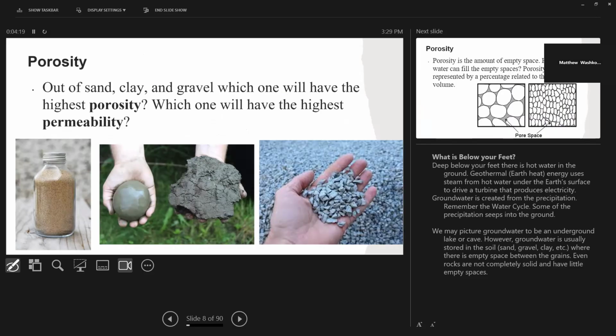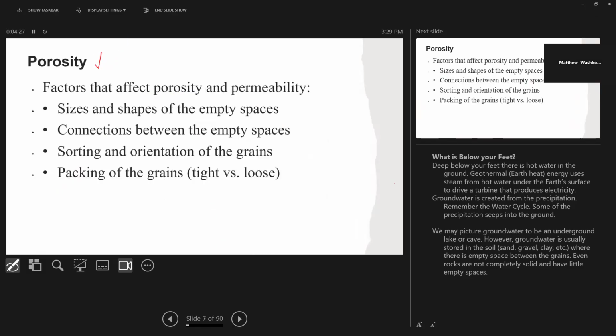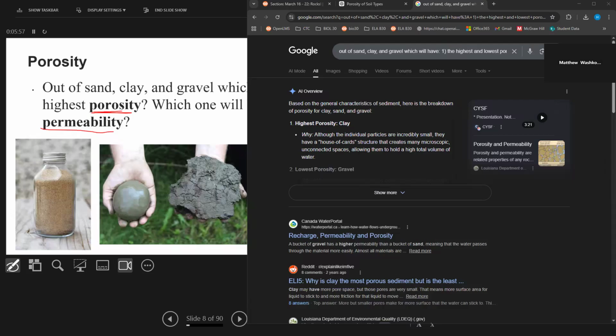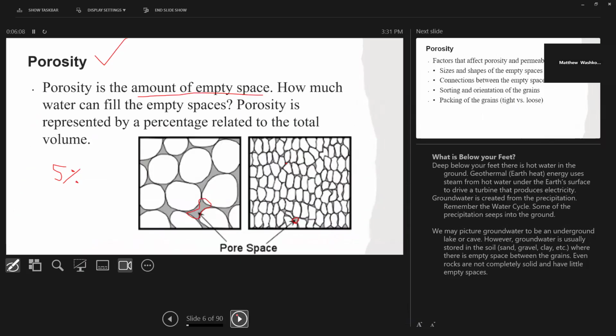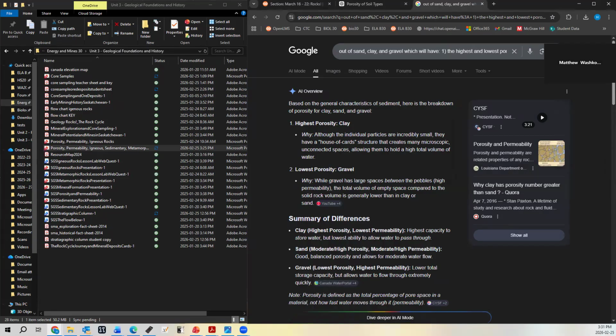So out of these three, which one do you think will have the highest porosity? The highest porosity, the most amount of empty space. So which of these is going to have the most empty space, and which of these is going to have water flow the best? So let's start with porosity. Now, of these three, here's sand, here's clay, here's gravel. Now remember, porosity is the amount of empty space.